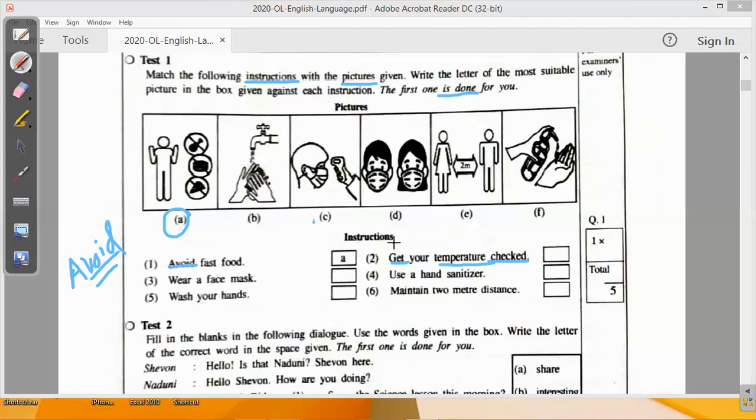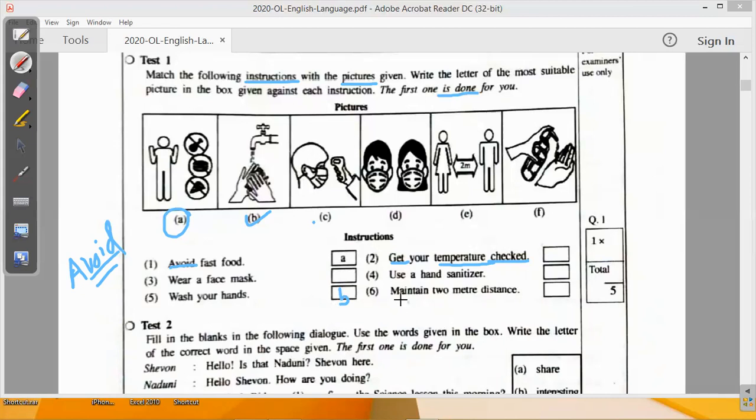Read the others as well. Third one, wear a face mask. Well, I'm not quite sure yet. Let's check the fourth one. Use a hand sanitizer, and it looks like this, right? And the fifth one is wash your hands, and this is for sure the wash your hands. So the answer should be B.